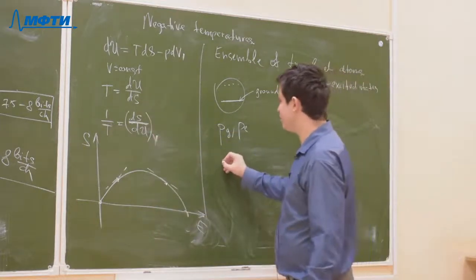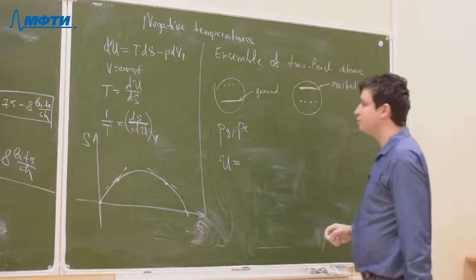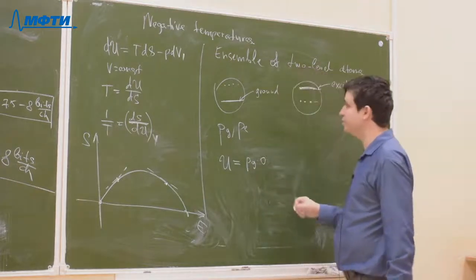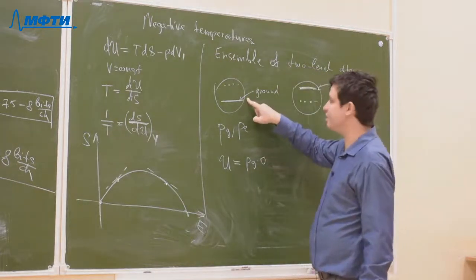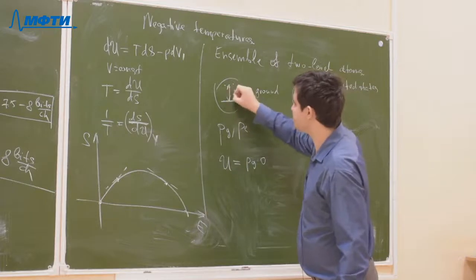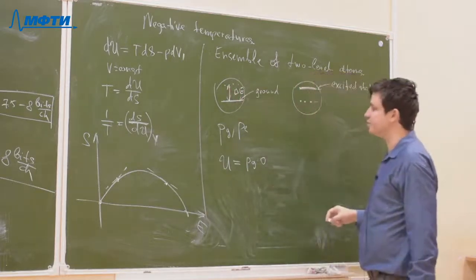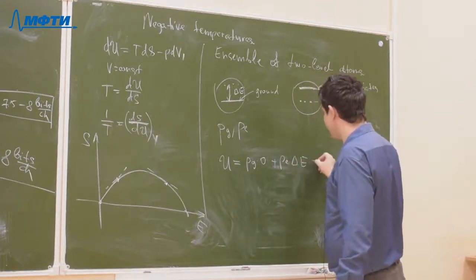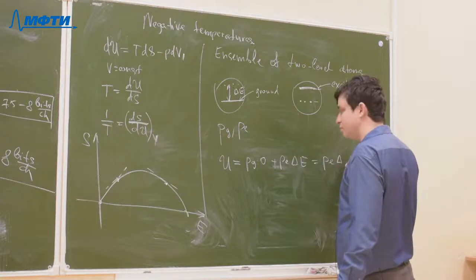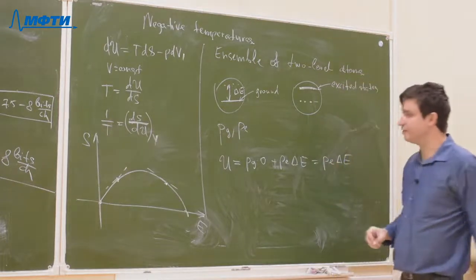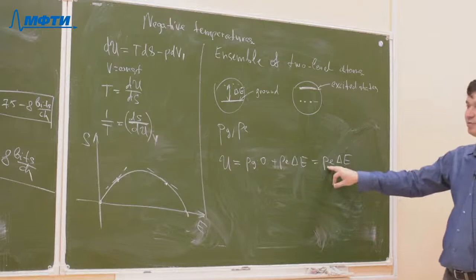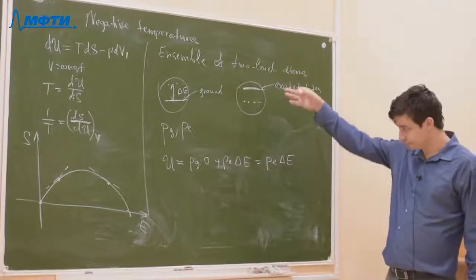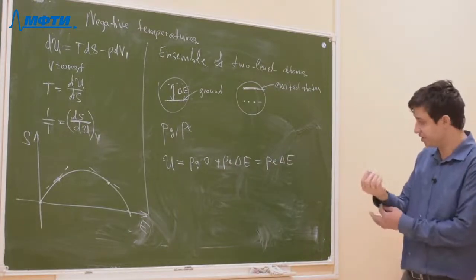So for the internal energy, we have Pg multiplied by 0. We assume that the ground level has an energy of 0, and the excited state has an energy of delta E. So that means that the internal energy is equal to the probability for the excited state to be occupied multiplied by the energy difference between the excited and the ground state.